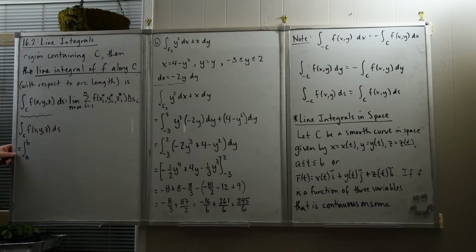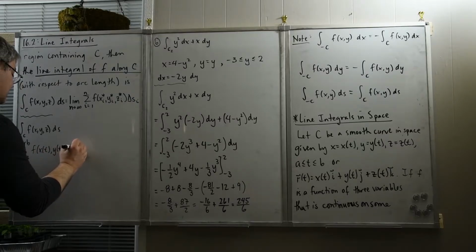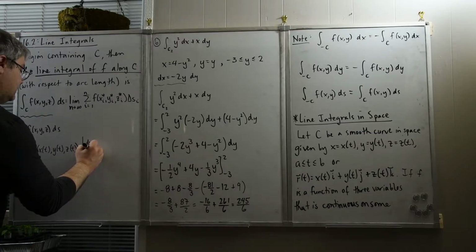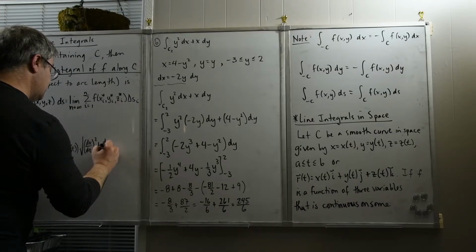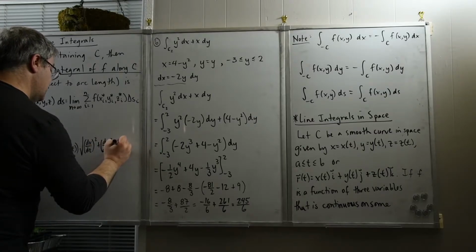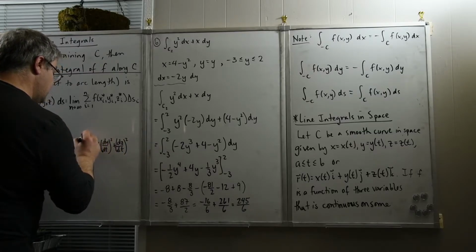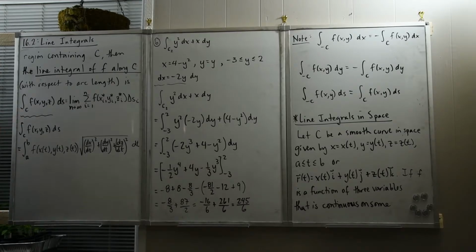But we can think of this as the integral from a to b, f of x of t, y of t, z of t, times the square root of derivative of x with respect to t squared plus derivative of y with respect to t squared plus derivative of z with respect to t squared, dt. All right, so that's how we are going to go forward.